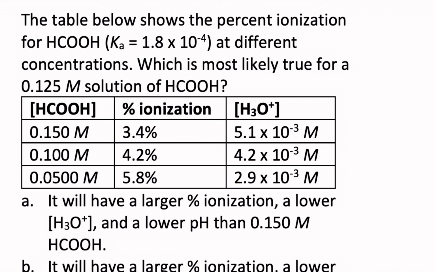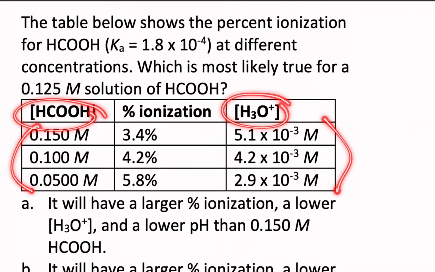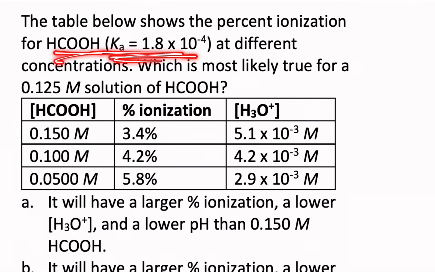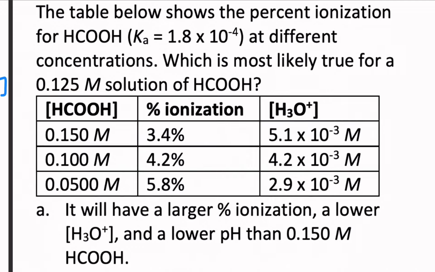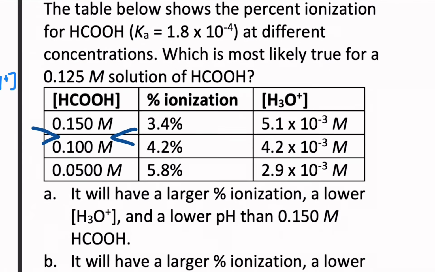So here's a table with some weak acid with a small Ka value at different molarities. Notice at different molarities, the H plus concentration changes because H plus depends on molarity. But K is a constant. It goes with the acid. Which one is true for a hypothetical 0.125 molar solution? In other words, something that's in between these two molarities.